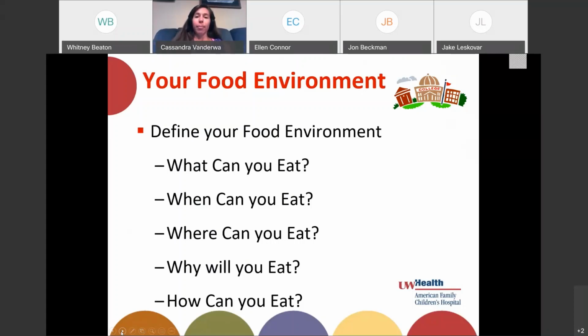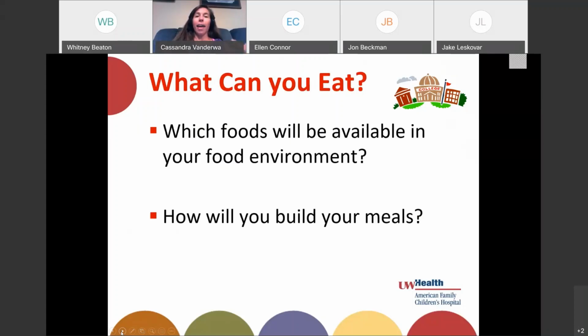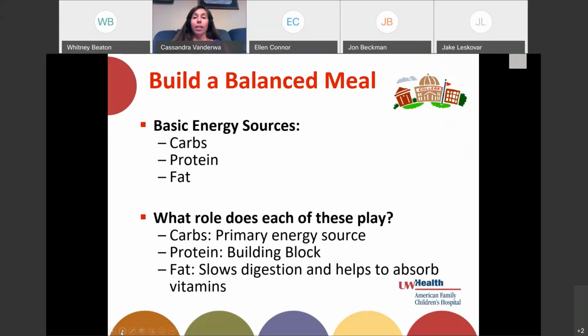So take a catalog of what that would be and which foods will be available to you in your food environment. Are you on a dining plan? Are you going to have those freebies? Are you going to be able to eat whenever you want, or will it be set to the dining room hours? Will you be privileged to be in an apartment and able to cook for yourself? Lots of questions. And how will you build your meals? So the next few slides will talk about what a balanced meal looks like.